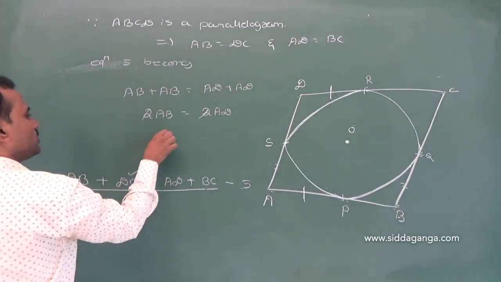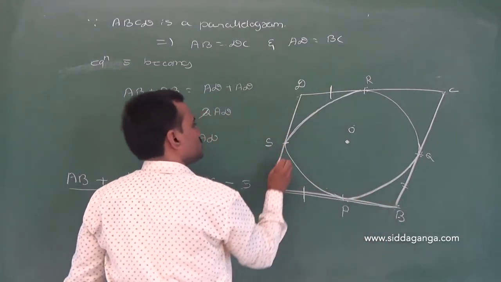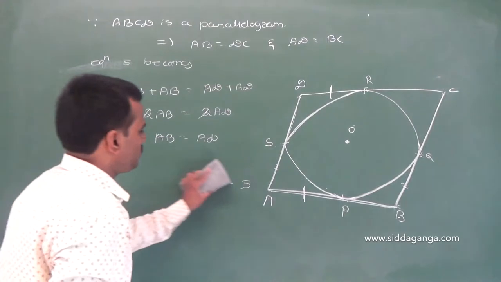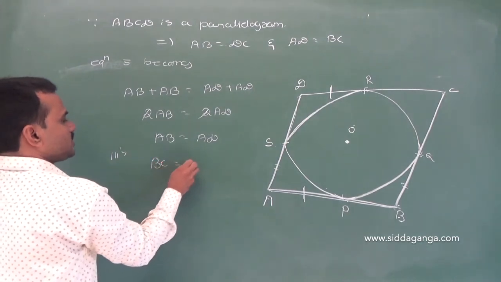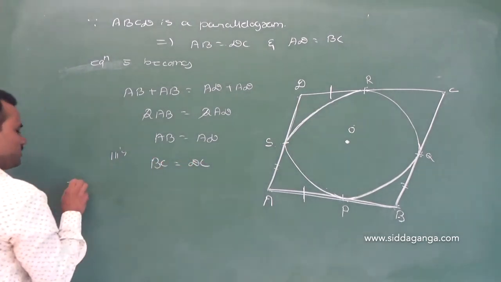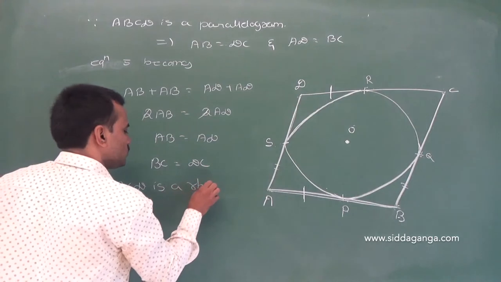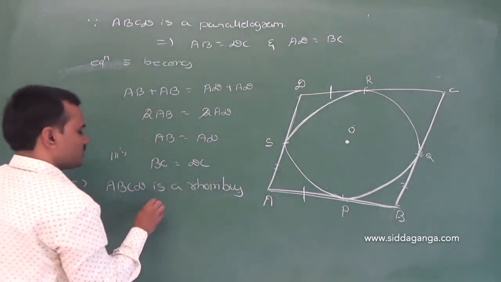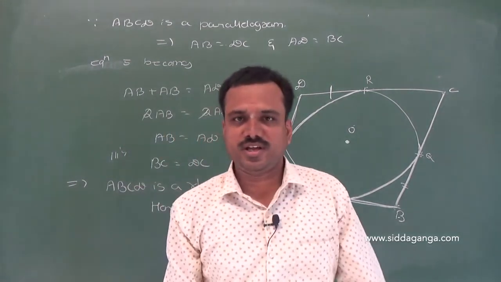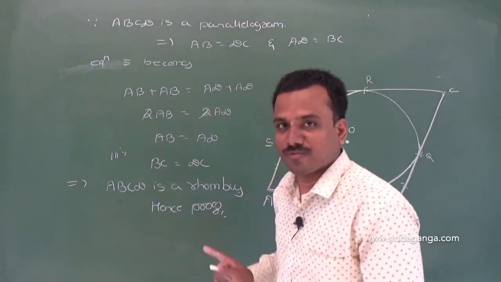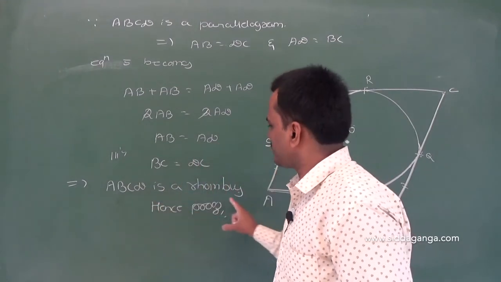So to get the answer, what? AB is equal to AD. Observe here, AB is equal to what? AD. This result we got. Similarly, BC is equal to DC. That implies ABCD is a rhombus. Hence proved. ABCD is a rhombus. Very important problem. For my opinion, it is not a problem. It is a theorem.